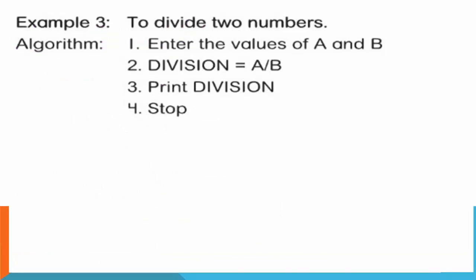Let us discuss another example. How to divide two numbers. The first step of the algorithm will be enter the values of A and B, then division equal to A by B. Then we will print division, that means the value stored in the variable division, and then stop the program.